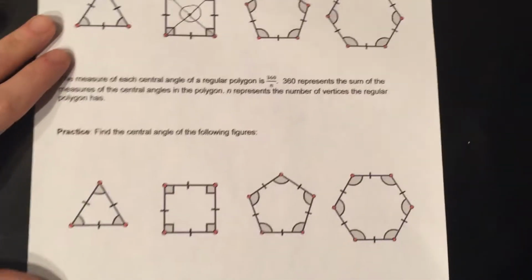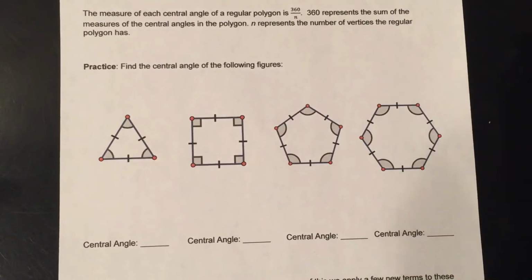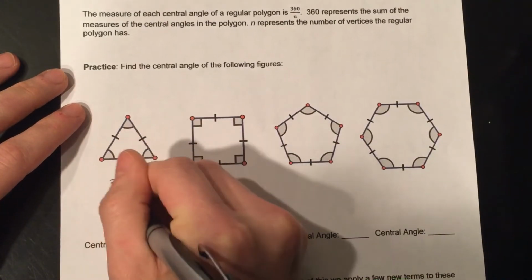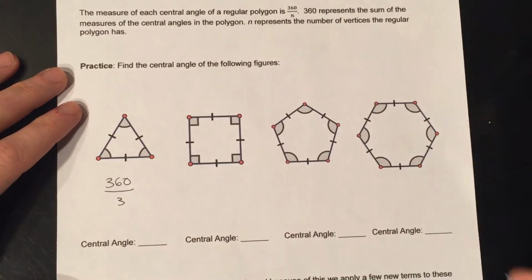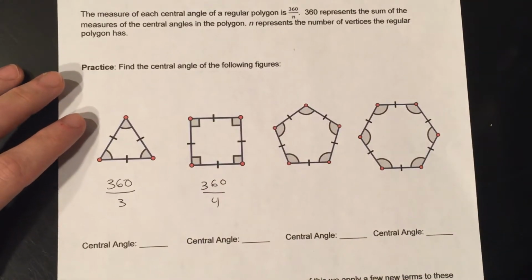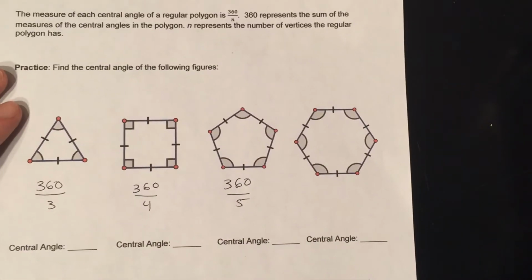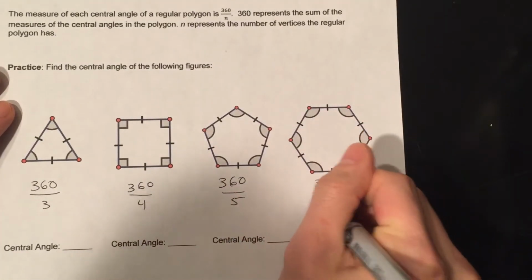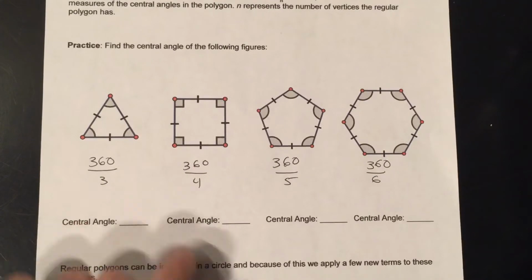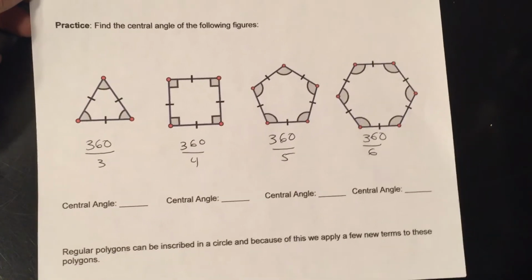So down below, it asks us to find the central angle of each of the following figures. Well, we can do this pretty quickly. It's always 360 divided by the number of sides. So for a triangle, it's going to look like 360 divided by 3. For a square, 360 divided by 4. For a pentagon, 360 divided by 5. And for a hexagon, 360 divided by 6. We can then go ahead and simplify to find the central angles of 120, 90, etc. Right? So you guys fill those out. You can fill in those completed answers as well.